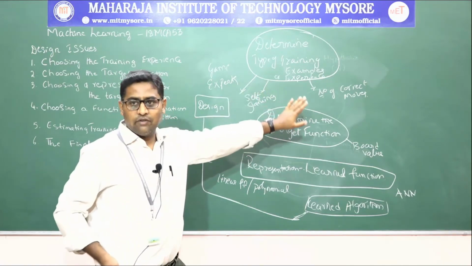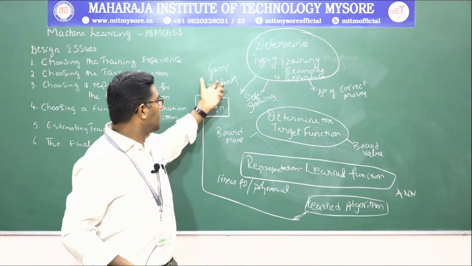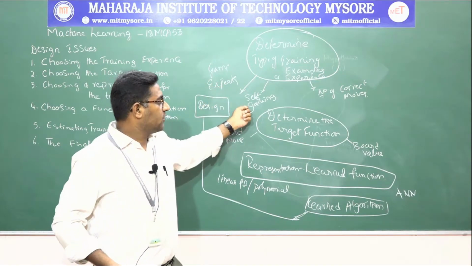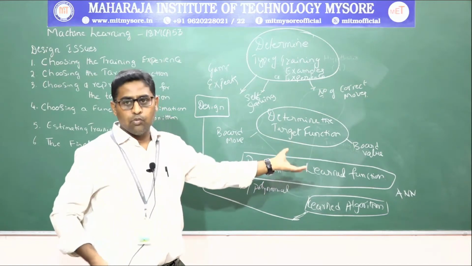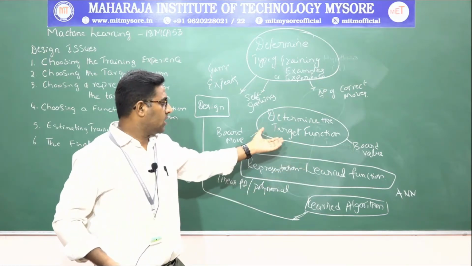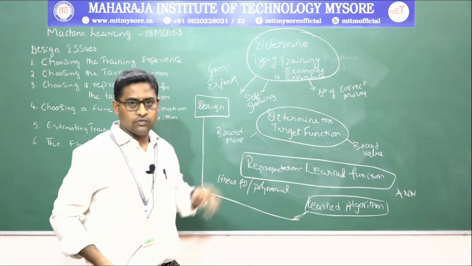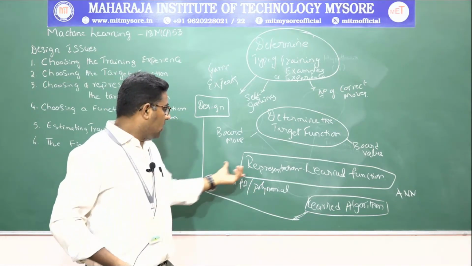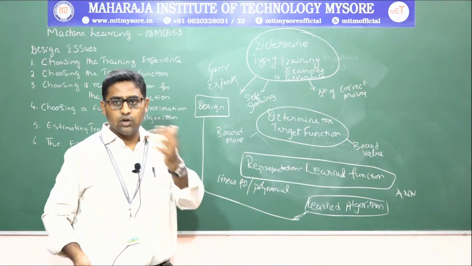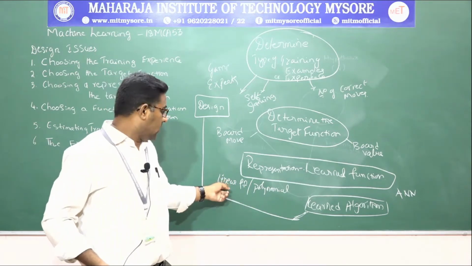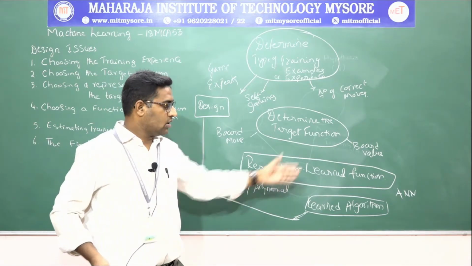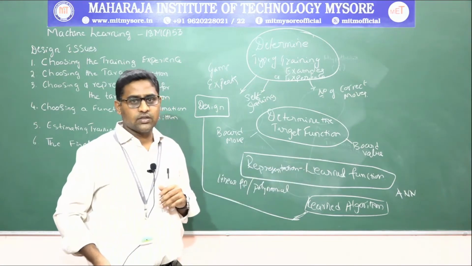Meanwhile, you will have various means to achieve each step: a gaming expert or self gaming, or the number of correct moves you will make, or board moves or board values that will be represented from determining the target function to representation of the learned function. And from representation of the learned function to determine the learning algorithm, you might use a linear function or polynomial function or artificial neural networks and so on.